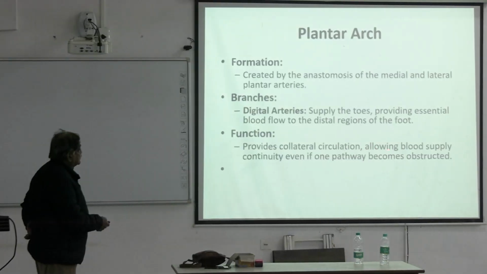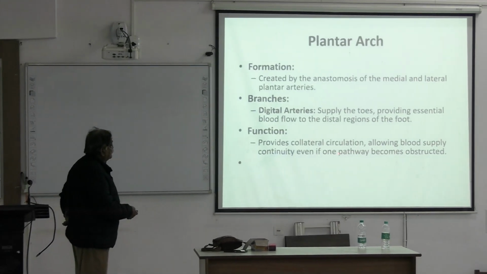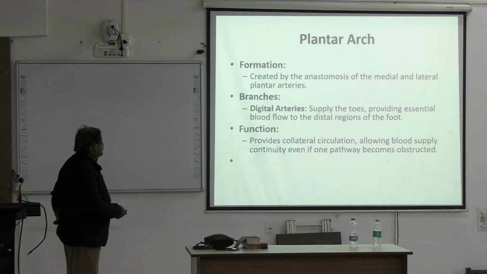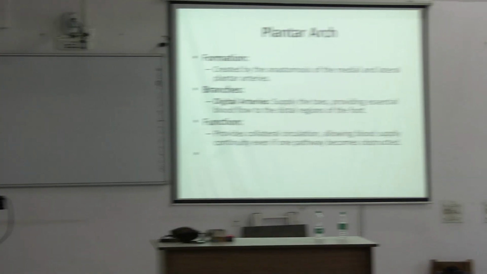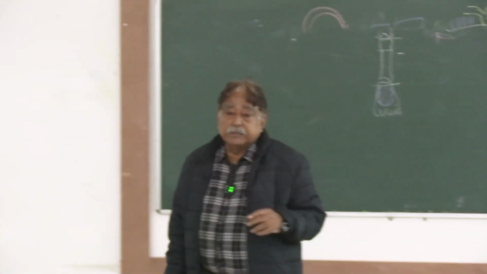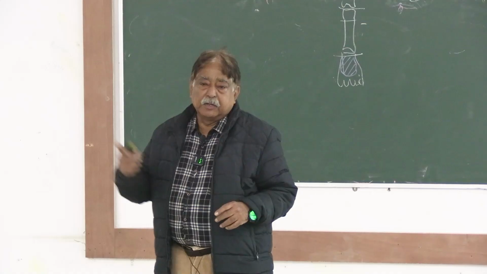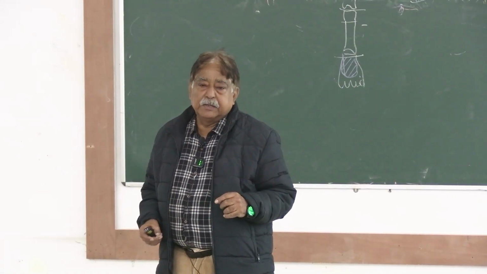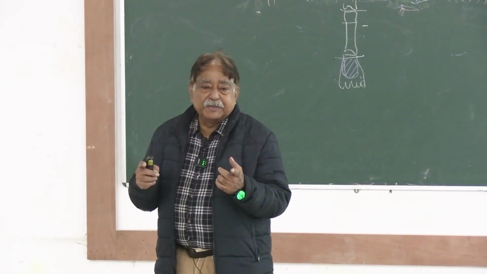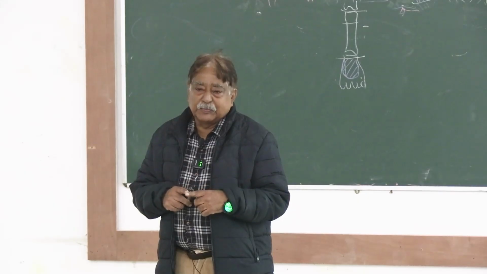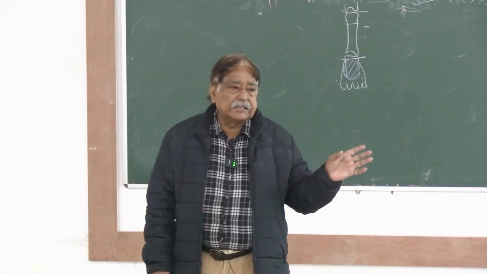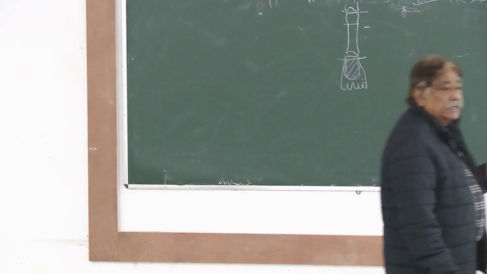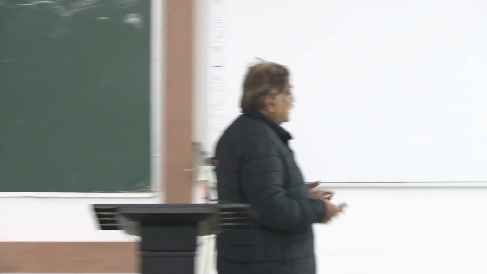Function: it serves as a collateral service, allowing blood continuity even if one pathway becomes obstructed. Say you are in Dharmatala or Esplanade, and you want to go through Central Avenue or Lenin Sarani. Now you will take that route, or you go through some other lane. So that is the basic thing, that it supplies the foot.